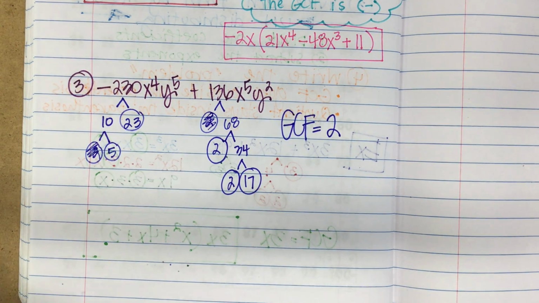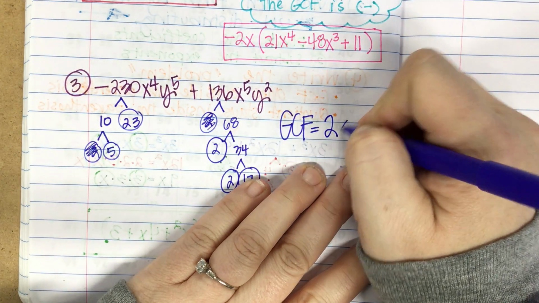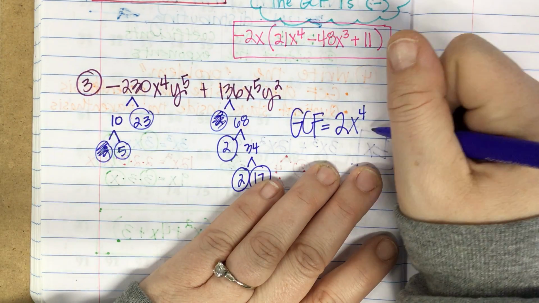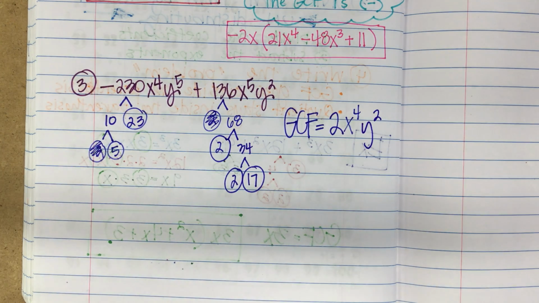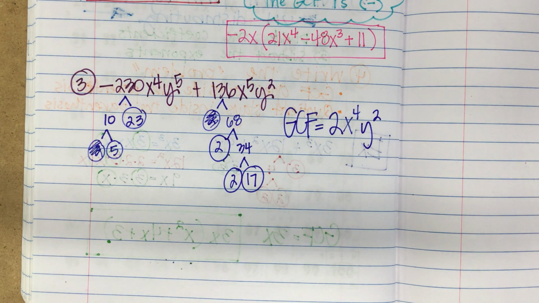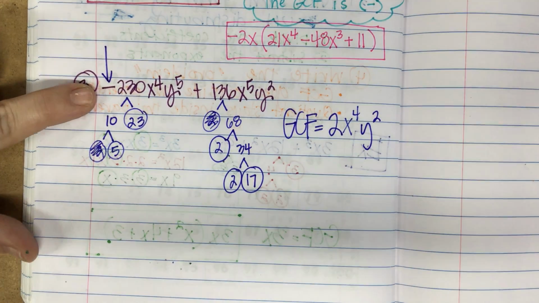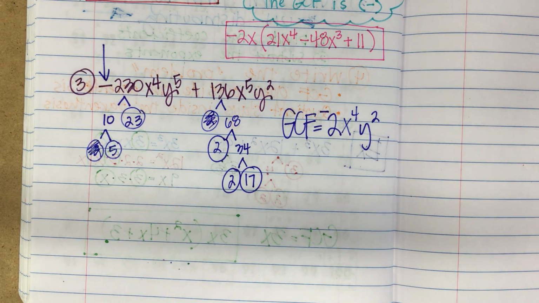What else do they share? They don't share any more coefficients. How many x's? X to the 4th. And how many y's? Y squared. And what did you say, Faith? My leading coefficient is negative, so it's not just 2, it's negative 2x to the 4th y squared.